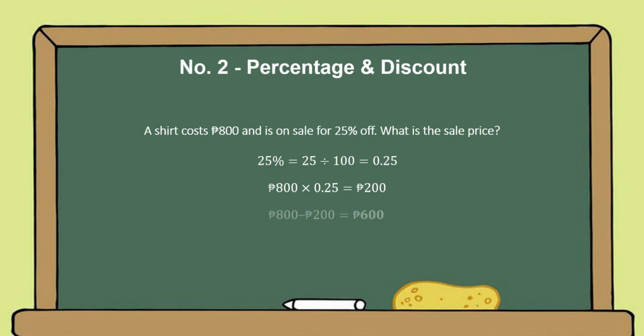To find the sale price, we subtract the discount amount from the original price. Therefore, the sale price of the shirt is 600 pesos. In other words, after applying a 25% discount, the customer only needs to pay 600 pesos for the shirt.